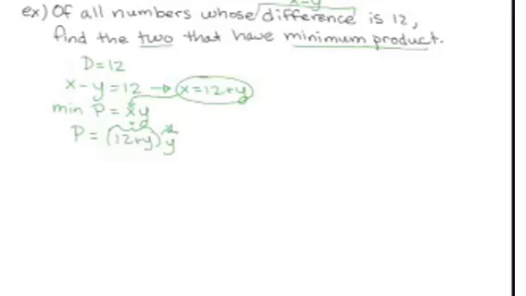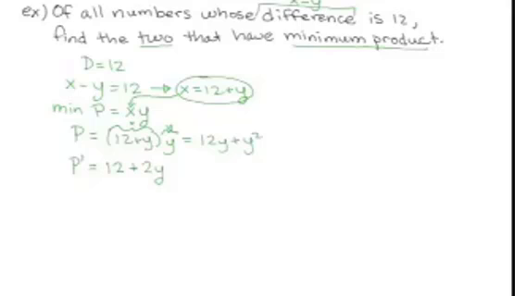Let's distribute this so we can more easily find the derivative. 12 times Y is just 12Y, and Y times Y is just Y squared. In order to find the minimum product, we need to find the critical point. To find critical points, we take the first derivative. So let's find the first derivative of this product with respect to Y. The derivative of 12Y is just 12, and the derivative of Y squared is 2Y.